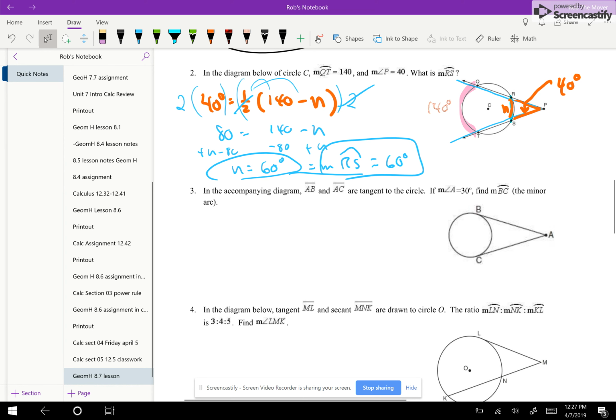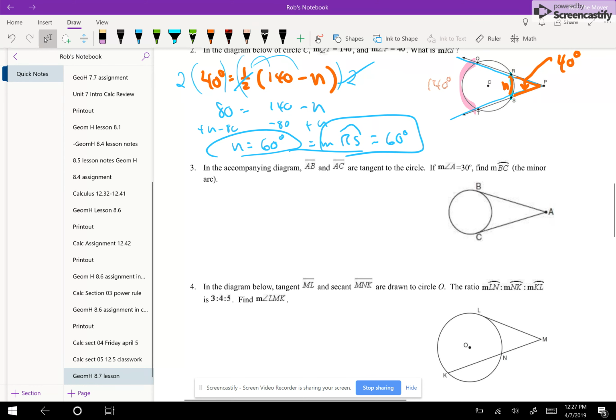Okay. And now number 3, in the accompanying diagram, now we have 2 tangents from an outside point.